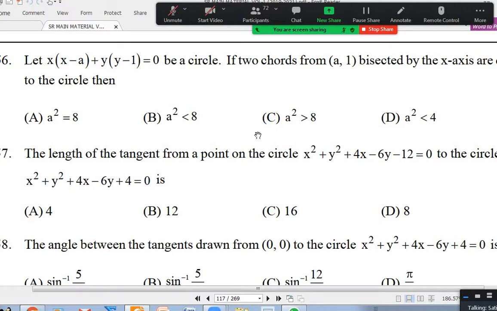Okay, 56. First of all, let me explain the question. Normally in the JEE Advanced exam, they don't repeat questions. In JEE Mains, they may repeat. JEE Advanced generally doesn't repeat questions. But almost this same question was given 3 times in JEE Advanced. Of course, it was given in other exams later on.